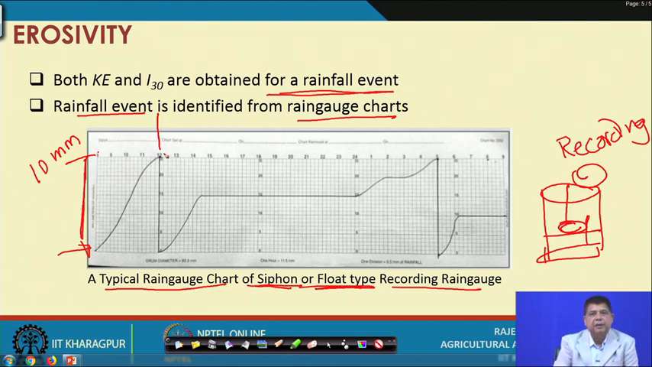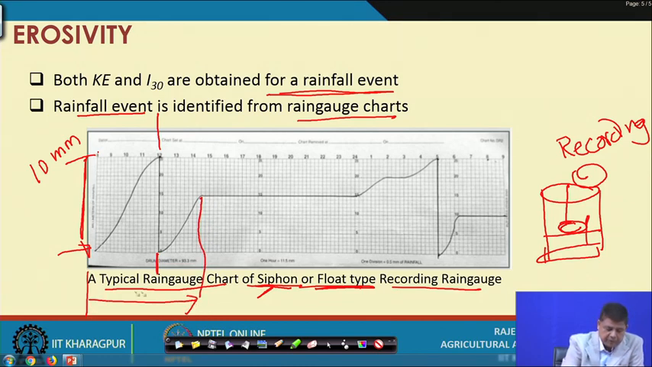So, this becomes 10 millimeters, which means the capacity of the float chamber is completely filled, and then the second part of the name comes, that is siphoning. Siphoning takes place, and the recording mechanism, or the float, comes back to the zero level, and then recording starts again. Here you can see that siphoning has taken place, but there is immediately a continuous record, which simply shows that there is a rainfall event over this period of time.